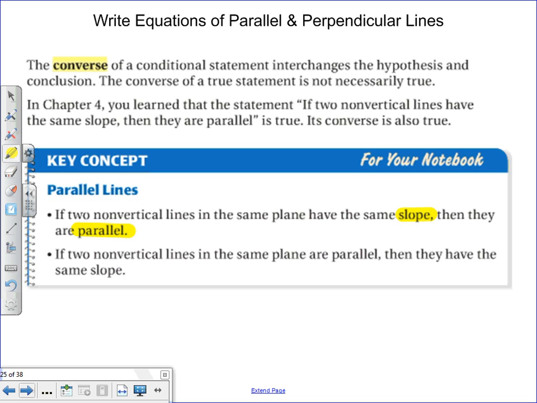Okay, the converse of this conditional statement is: if two non-vertical lines in the same plane are parallel, then they have the same slope. So we can say that either way. Your definition for converse you see up there: it interchanges the hypothesis and conclusion of a conditional statement. If you do that, it's not always necessarily true, but for parallel lines, it is true. We can say that either way and it's true.